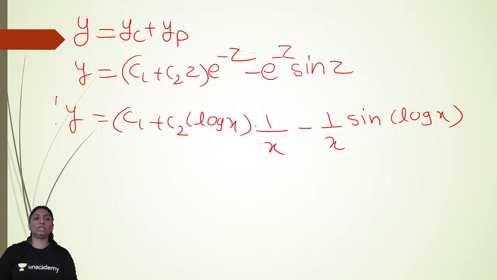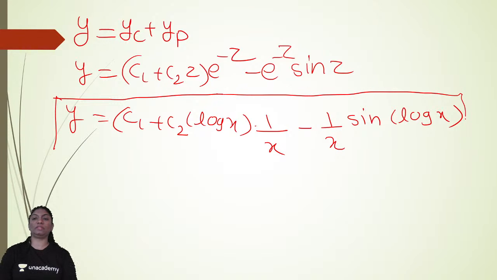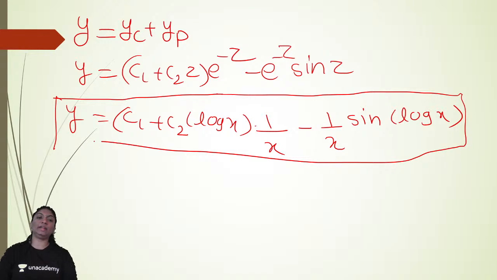This is your final answer for the given Cauchy's differential equation. First we convert it into a linear differential equation with constant coefficients, and then you apply the same rules as we discussed in the last lecture on differential equations 2. So we get the solution: y is equal to c1 plus c2 into log x into 1 upon x minus 1 upon x into sine log x.